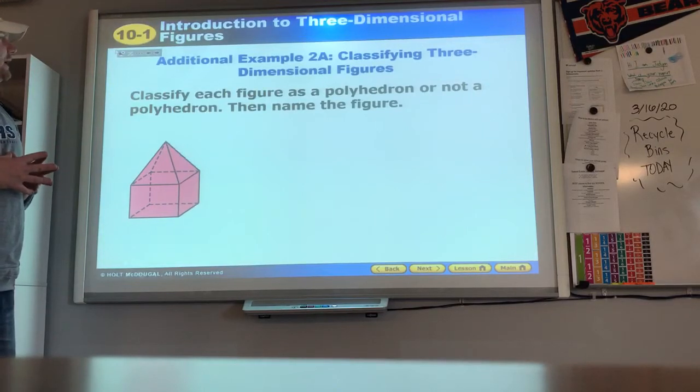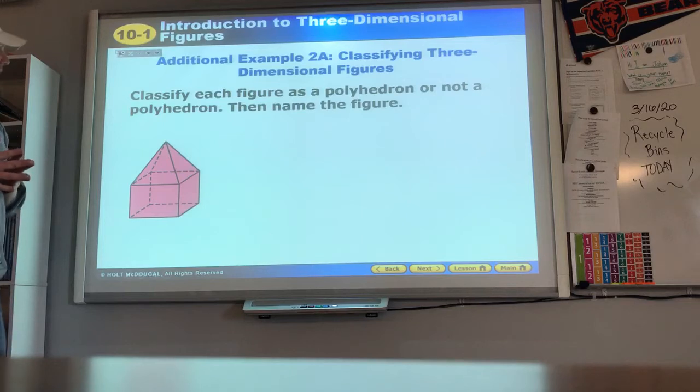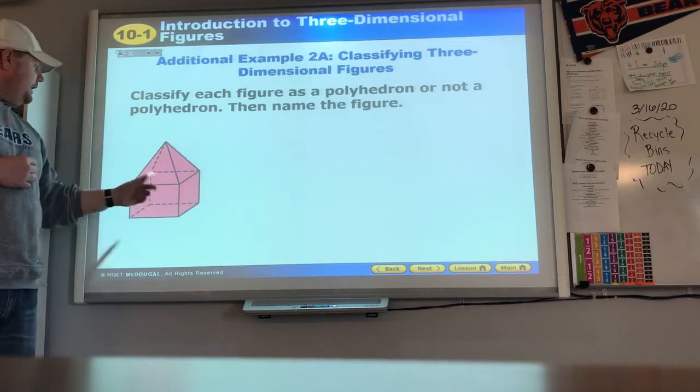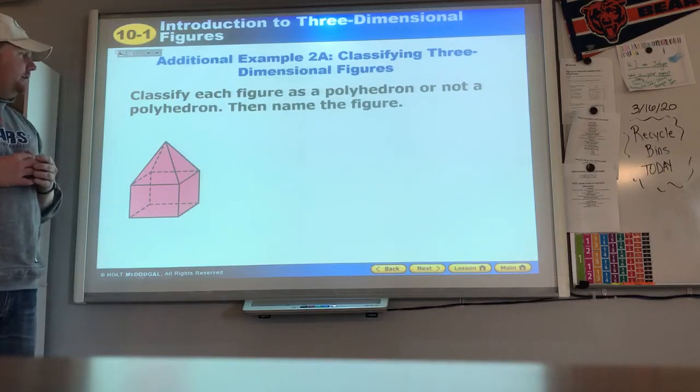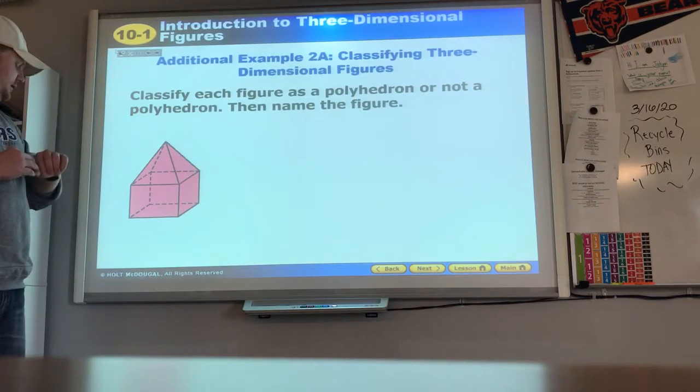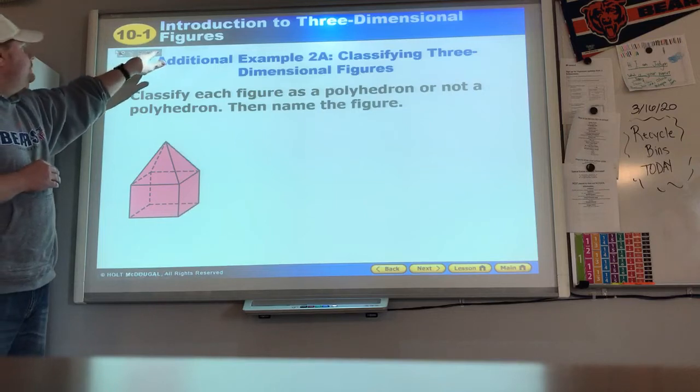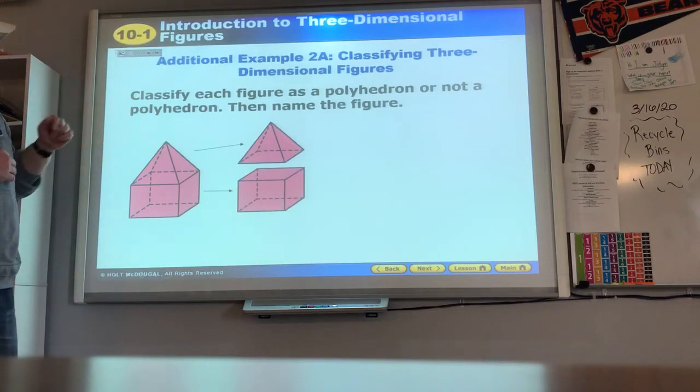You can use properties to classify 3-dimensional figures. Classify each figure as a polyhedron or not a polyhedron. Polyhedron means it has all polygons. So I see 5 squares or rectangles. I see 4 triangles. Every face is a polygon. So it is a polyhedron.